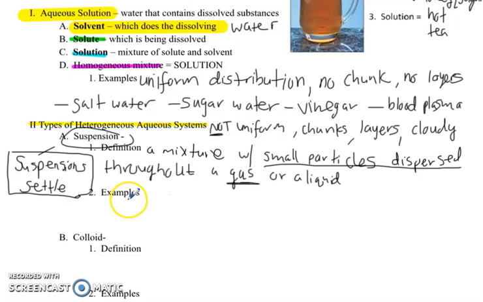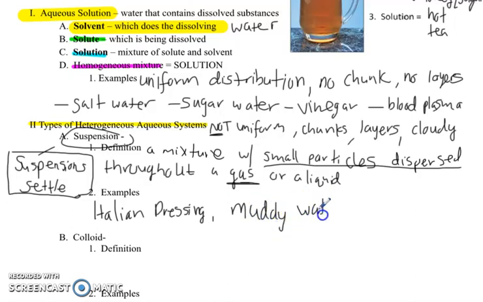So let's think of some examples. When you're going to Olive Garden and you're having the salad, the Italian dressing. So an example would be Italian dressing, or if you have Italian dressing in your fridge, don't you have to shake it up every single time? And then it's kind of uniform, but then it'll settle out. Others could be muddy water. Anything that's like shake before serving. Orange juice, maybe? We'll say OJ.